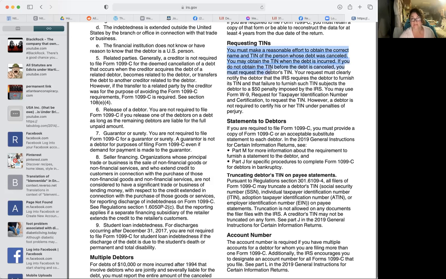If you do not obtain the TIN before the debt is canceled, you must request the debtor's TIN, tax identification number. Your request must clearly notify the debtor that the IRS requires the debtor to furnish its TIN, and that failure to furnish such TIN subjects the debtor to a $50 penalty imposed by the IRS. You may use Form W-9, Request for Taxpayer Identification Number and Certification, to request the tax identification number. However, a debtor is not required to certify his or her TIN under penalties of perjury.